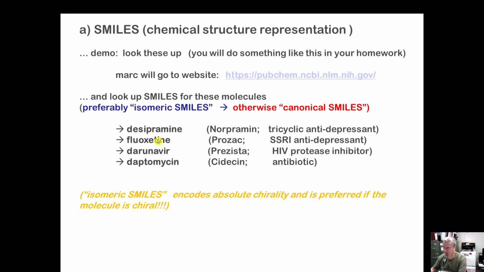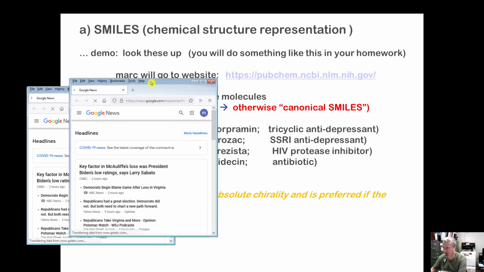Okay, so desipramine, fluoxetine, darunavir, daptomycin. Let's see if we can get these. Desipramine was a tricyclic antidepressant, and it's achiral.